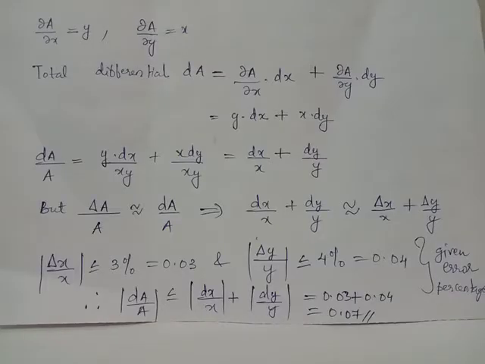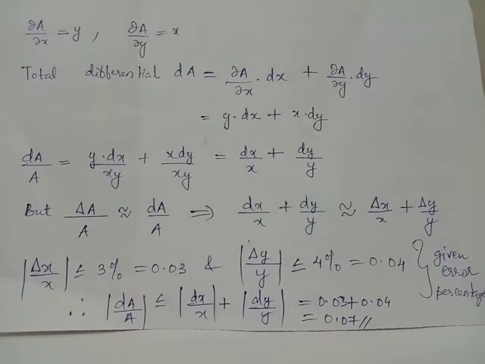The total differential associated with A is given by dA equals ∂A/∂x into dx plus ∂A/∂y into dy. Since A equals x into y, we have ∂A/∂x equals y and ∂A/∂y equals x. Thus we have the total differential dA equals y dx plus x dy.